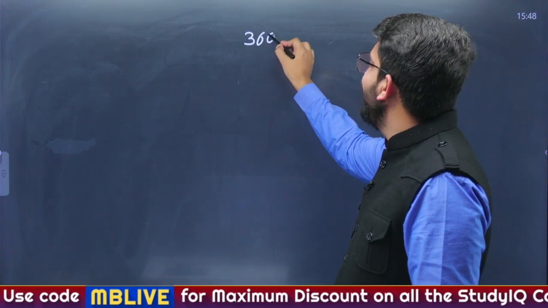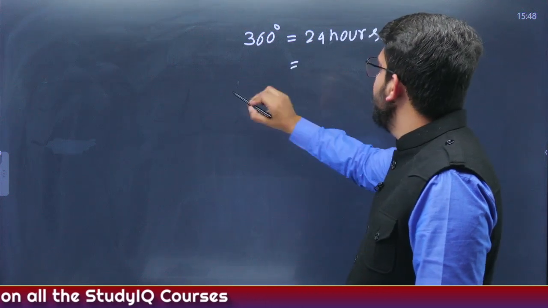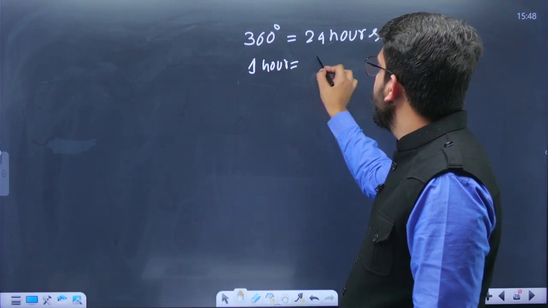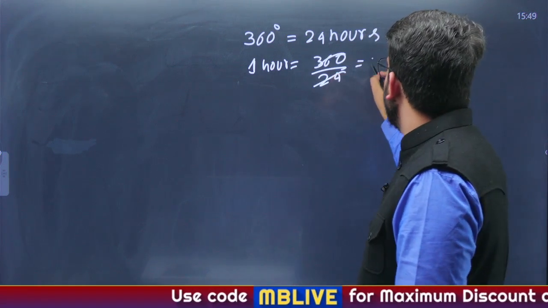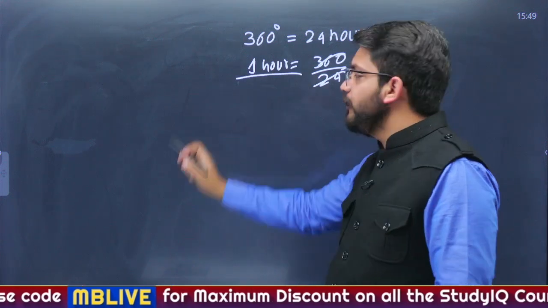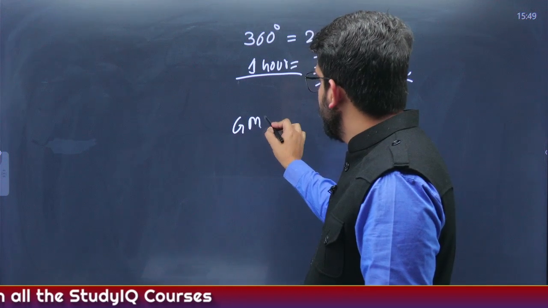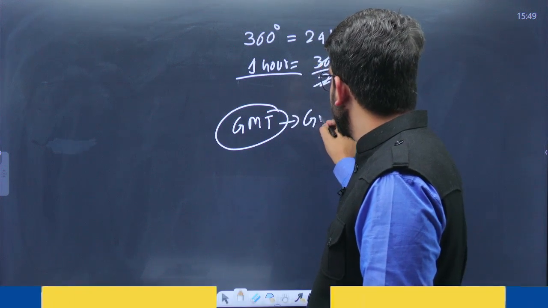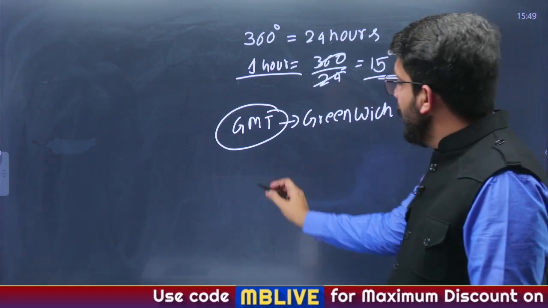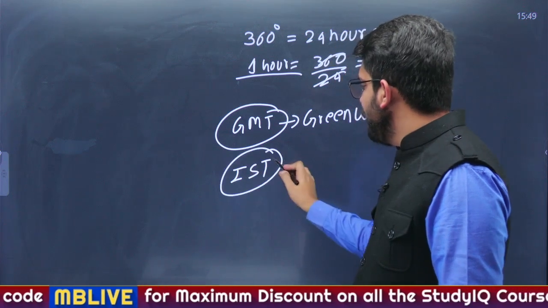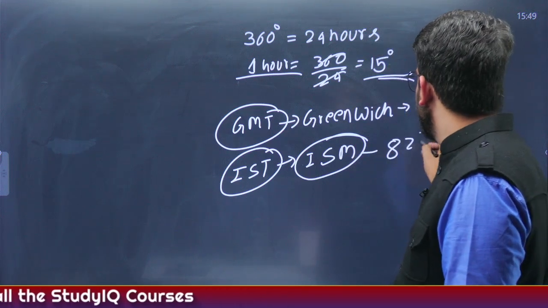Earth rotates 360 degree in 24 hours. That means in 1 hour, 360 divided by 24, it is 15 degree. How much? 1 hour means 15 degree. Now, GMT is the time at Greenwich. Greenwich is 0 degree. IST is the time on the Indian Standard Meridian, that is 82.5 degree.